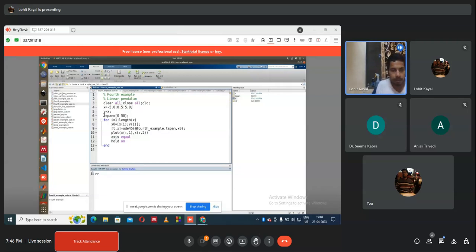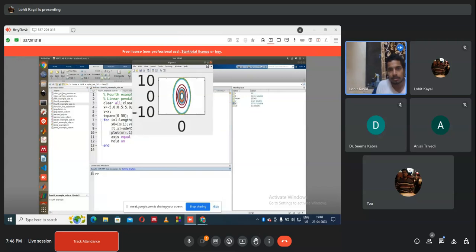Here t span is 0 to 50. As I have many initial conditions, I am taking it inside a loop. Here I am deciding x naught in this manner. It will take each x naught and do this calculation. You need to write the function, it will call the function, t span and x naught are already provided, and I am plotting the phase portrait. Now let me just run this, and you will see.